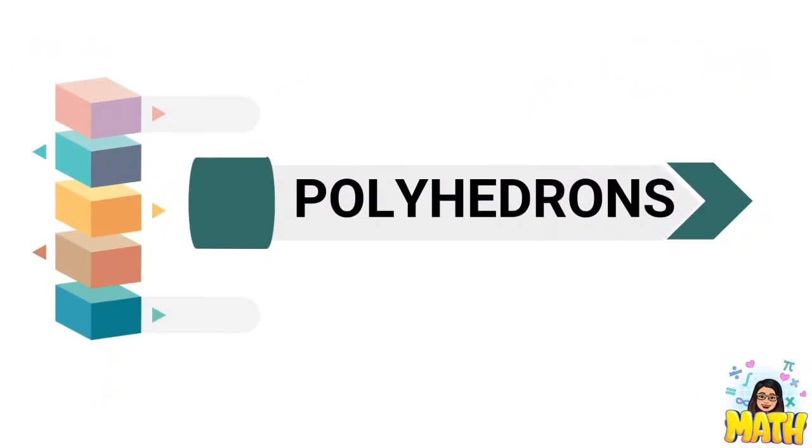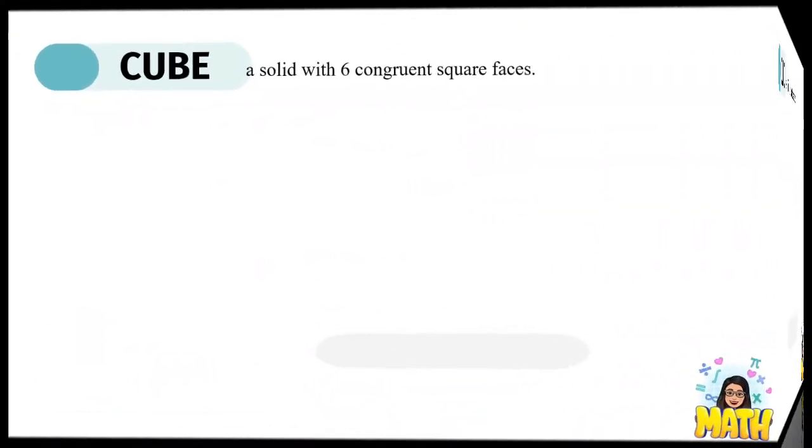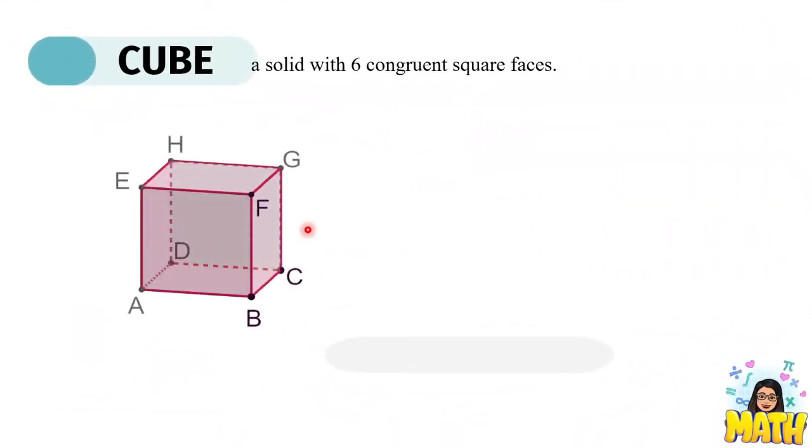Now let us identify the different polyhedrons. First, we have a cube. It is a solid with 6 congruent square faces. So dito, lahat ng faces niya ay square in shape. We have 6 faces, 2 pairs for top and bottom, left and right, and front and back side of this. For the edges, we have 12.